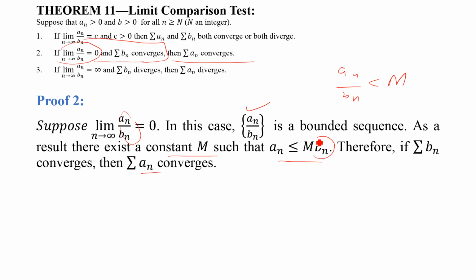And bn converges, because this is given. So if bn converges, by the direct comparison test, then m bn converges. If m bn converges, then sigma an also converges.